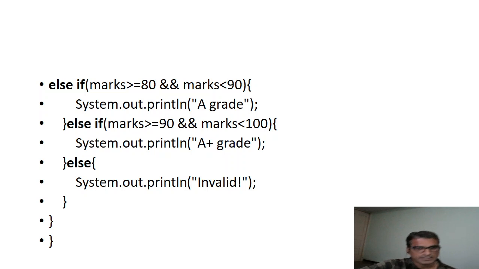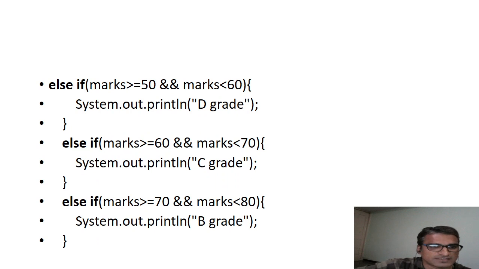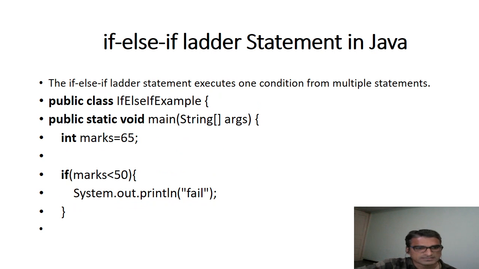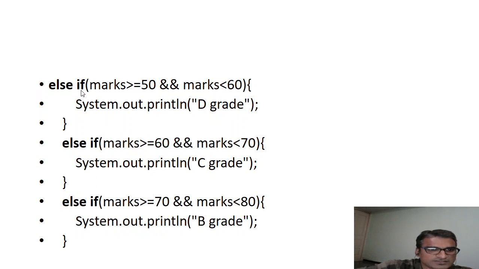So here the main focus of the program is how many if else if we are using. If you remember, this is the first if statement. Then immediately after else we are using if. Immediately after else, when you are using if, then it is called an if else if ladder. See here, once again after this if we are using else if. So we can represent different conditions.